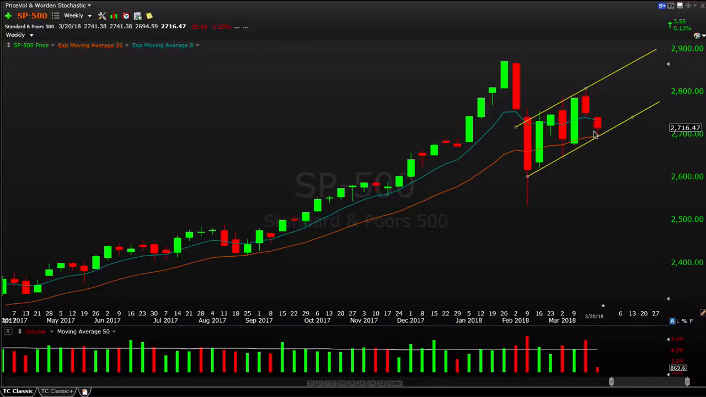You can see, in fact, even yesterday we did kind of test the lower bounds here of this rising trend line on the weekly time frame, and we did see a little bit of a bounce here where we are right now. So going into the end of the week, this becomes an important perspective, an important chart to pay attention to. How does this weekly candle end up forming itself this week?